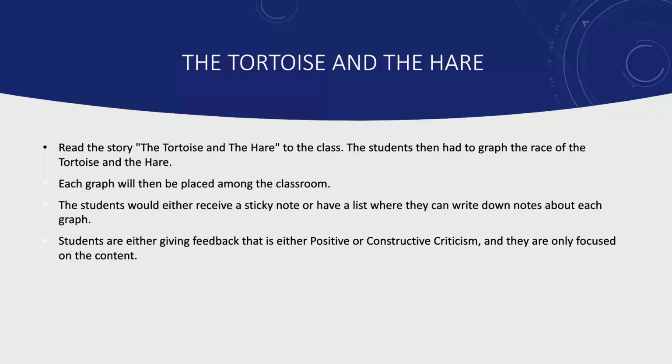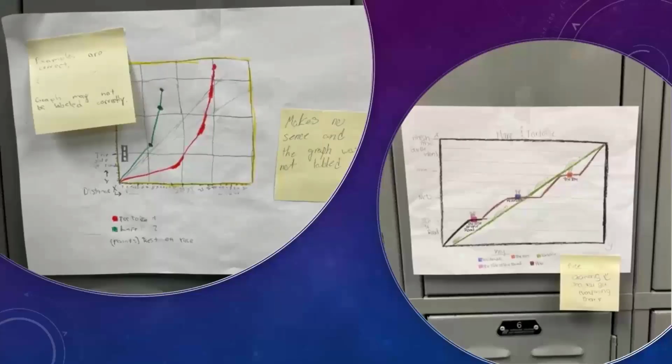And then again, once we've read the story and they've made the graph, they walk around and place their feedback, and again, they're looking at positive or constructive criticism feedback. They are looking at the graph to see, okay, did this person or this group accurately and correctly graph the race? Did they have all the stops of the race?